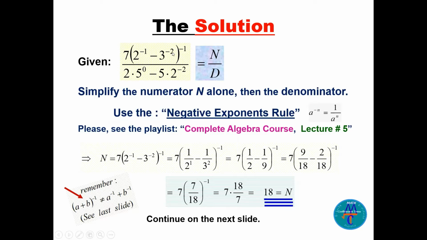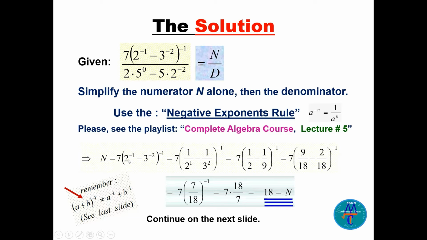I will call the part in the numerator n, and down here in the denominator, I'll call it d, to make it easy. I will start simplifying the numerator alone and the denominator alone, then I will divide. Okay, so the negative exponents rule says a to the power minus n is 1 over a to the power n. So let's start with the numerator.